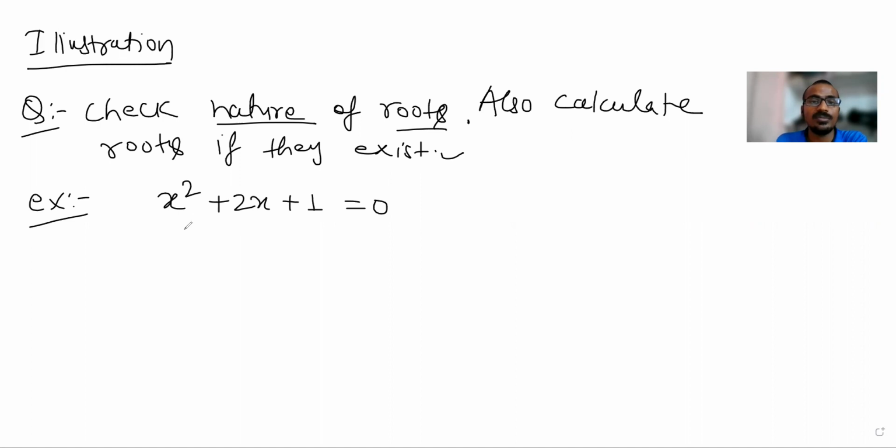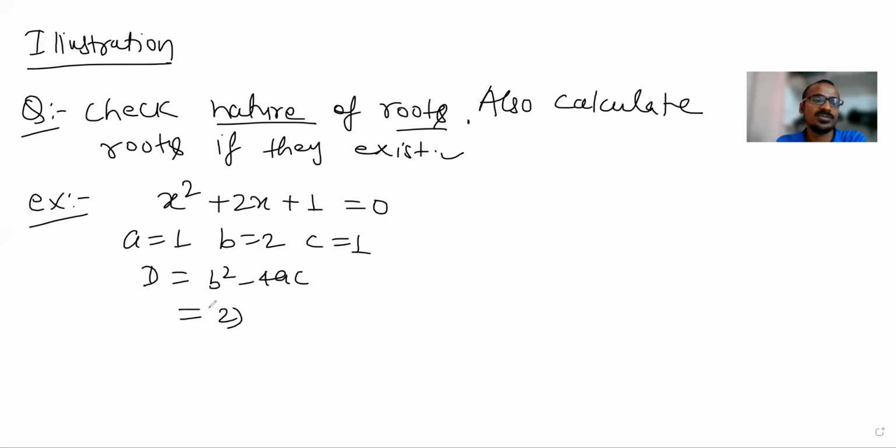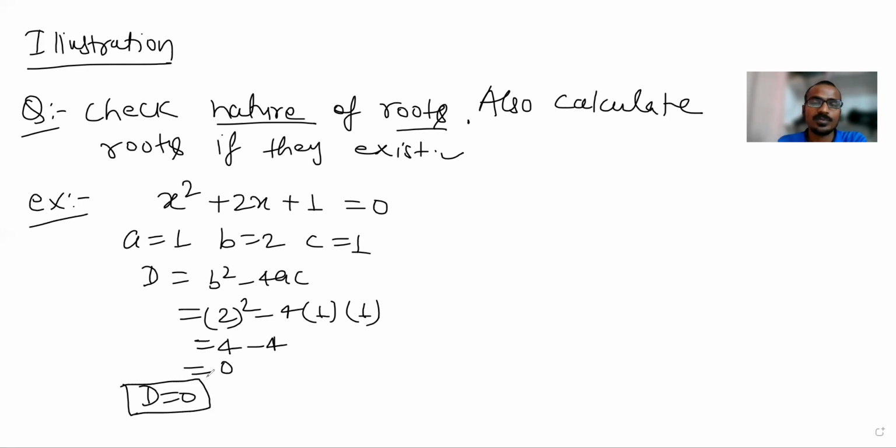First of all, what we have to do? Check the nature of root. What will be the value of a? 1, coefficient of x square, b equal to 2, and c equal to 1. To obtain the nature of roots, we have to calculate the value of D, the discriminant. What is the discriminant? b square minus 4ac. 2 square minus 4 into a into c. Put all the values of a, b, c here. We obtain 4 minus 4 equal to 0. D equal to 0. Guys, what is the case?